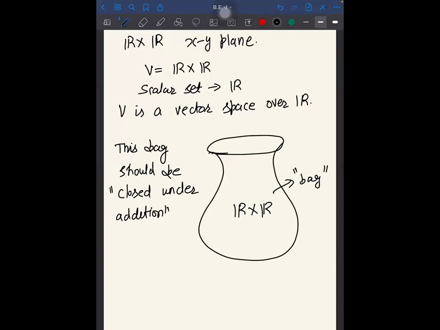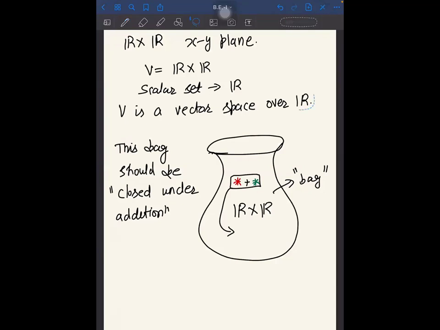So what does that mean? If you pick two elements from this bag, and you add those elements together, the resulting element should also lie in the same bag. Think of R: if you have 5 and 2 and you add them together, 7 will again be a real number or not? Yes, sir.